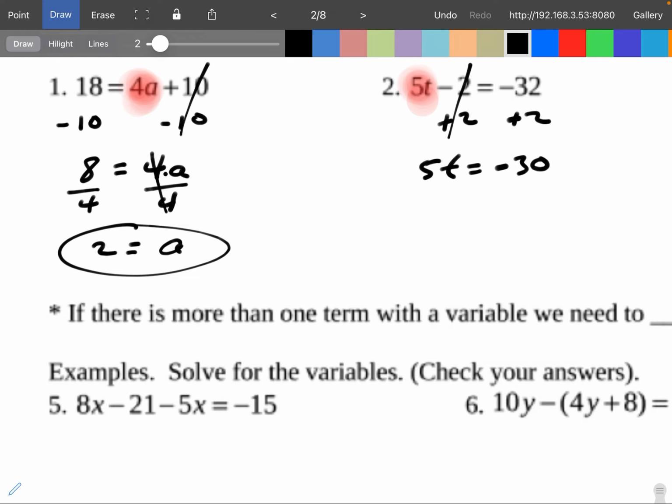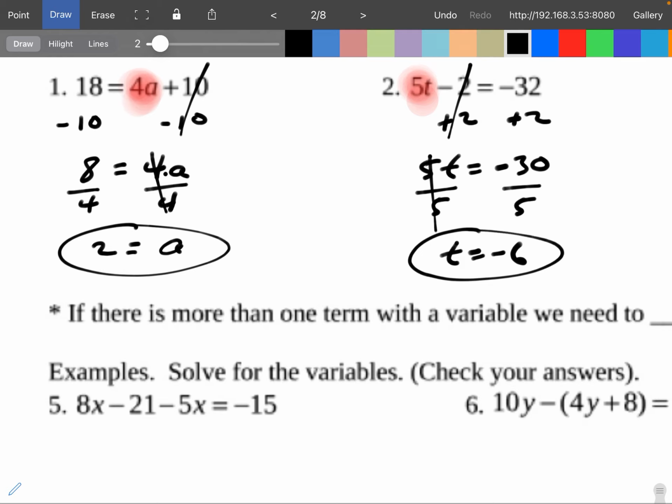Then what would I do now? Yep. Yeah, I want to get rid of that number out in front of the variable. I want to get rid of that coefficient of 5. I want to make it a 1. So I do that by dividing both sides by 5. Again, those cancel out now. 5 in the numerator and a 5 in the denominator. That makes 1. So I get 1t, or just t, equals negative 30 divided by 5 is negative 6.